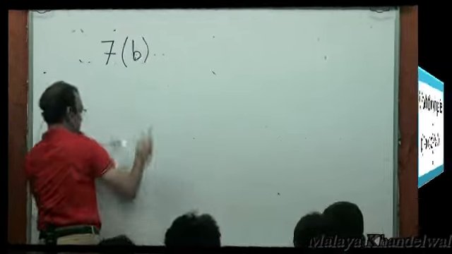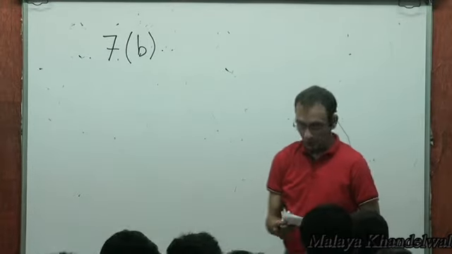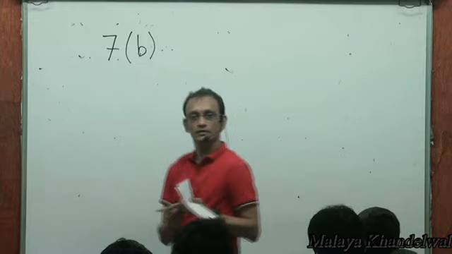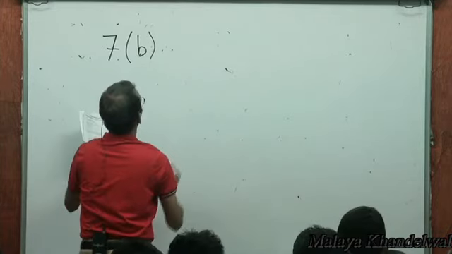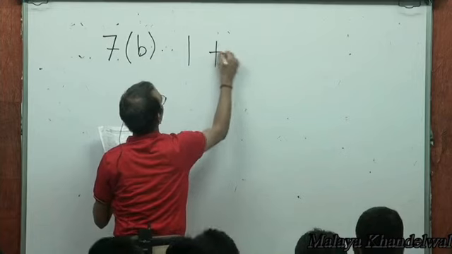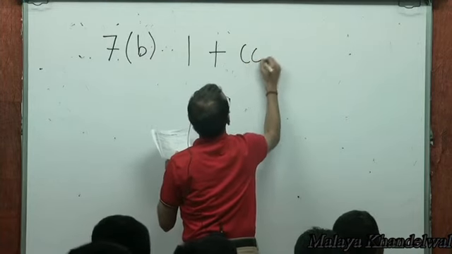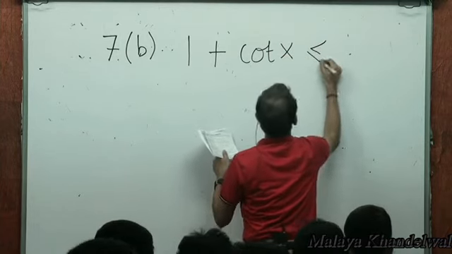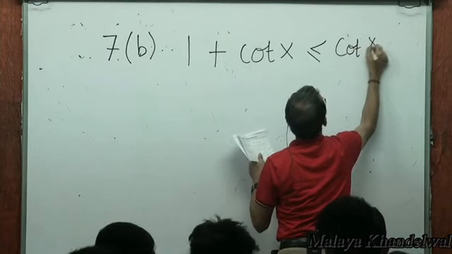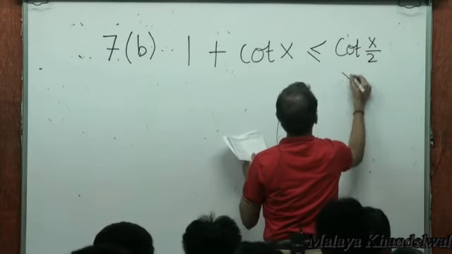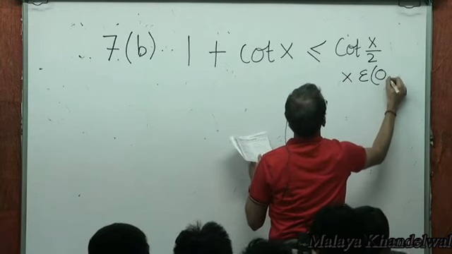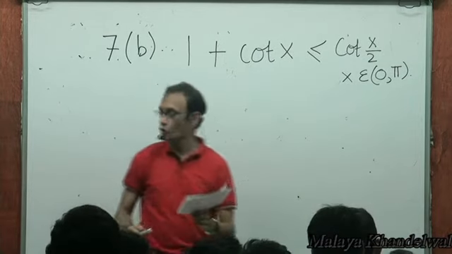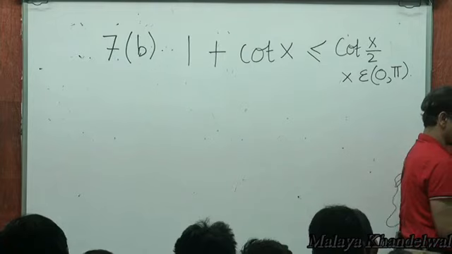Alright, 7 Bombay then. You'll see what. 1 plus cot x, we want to show, is less than or equal to cot x by 2 for x belonging to 0 to pi. For x belonging to 0 to pi, we want to show that 1 plus cot x is less than or equal to cot x by 2. Okay.